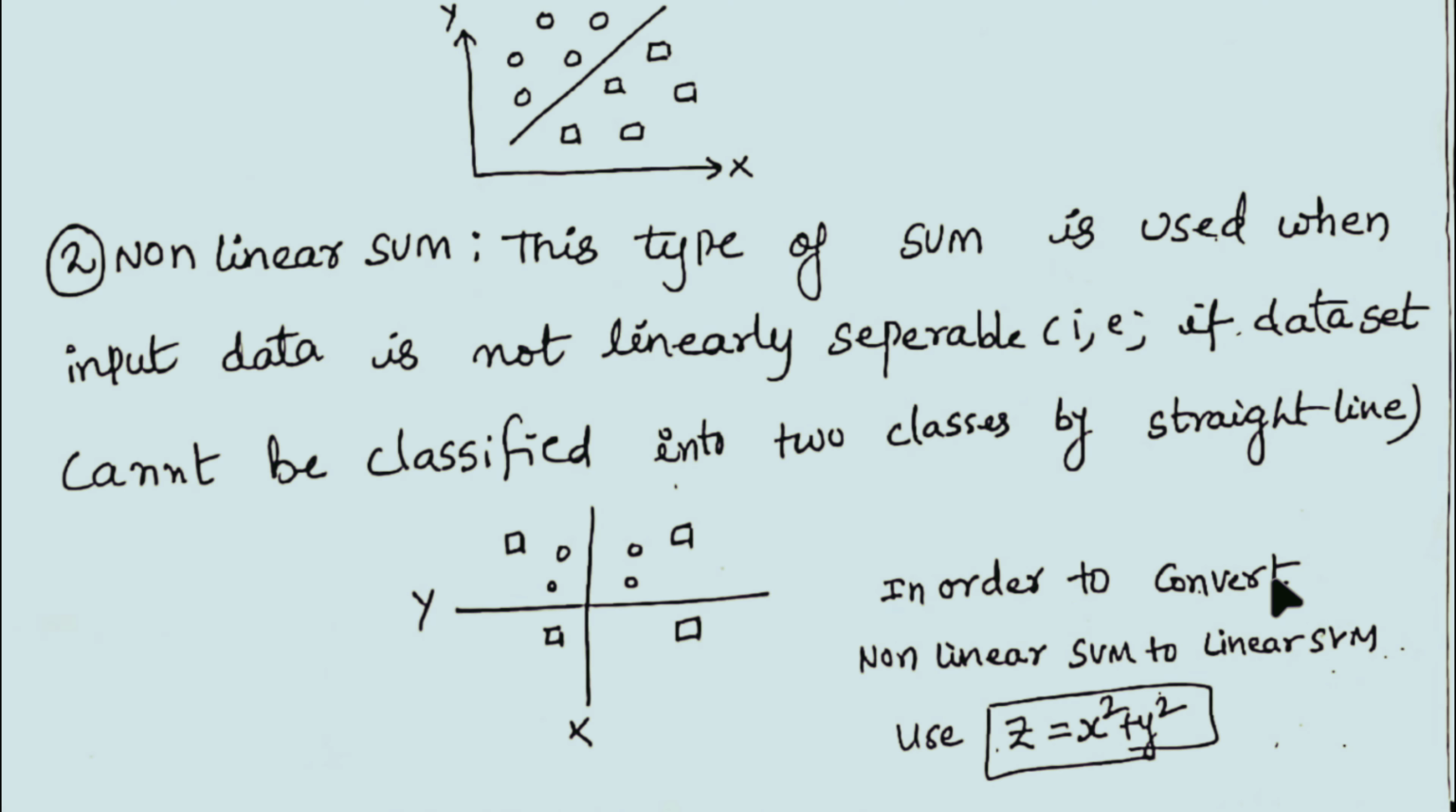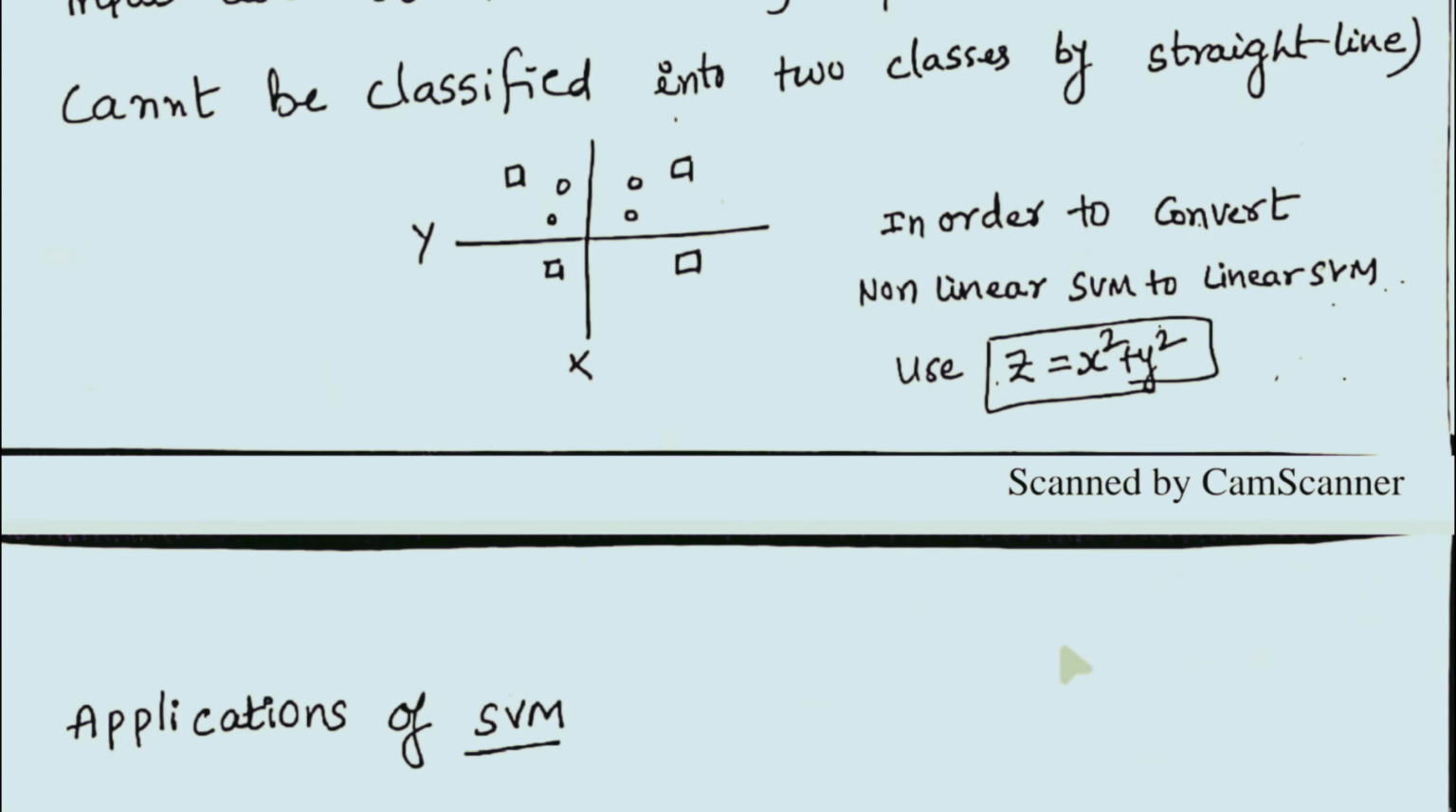Okay, so in order to convert non-linear to linear for SVM, you must use Z = x² + y². So please remember this equation. When the data is in non-linear form, in order to convert it into linear, we must use this equation. Okay, so let us move forward.